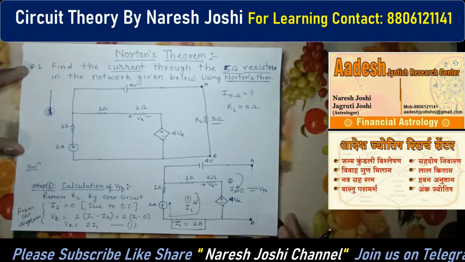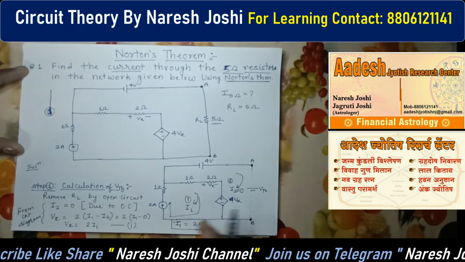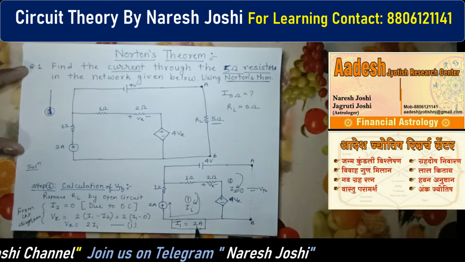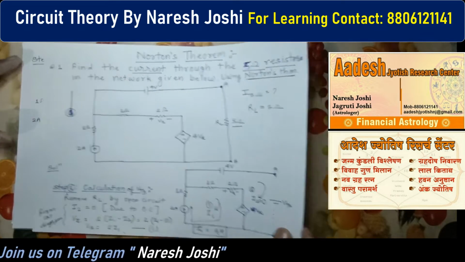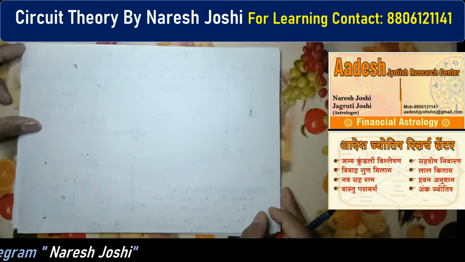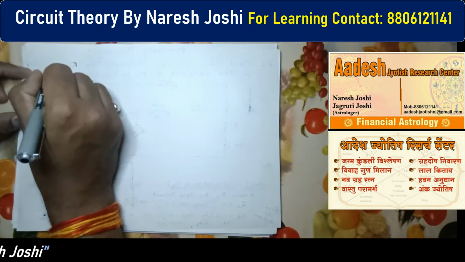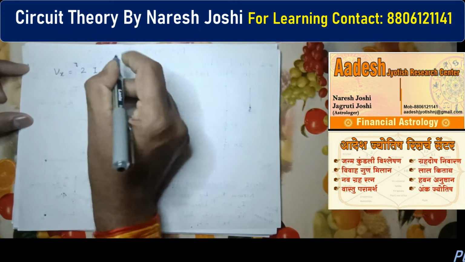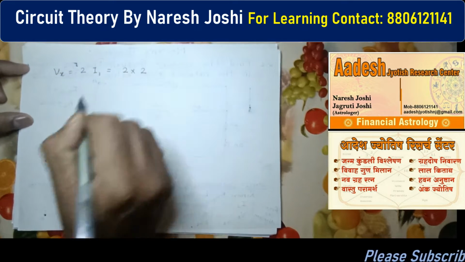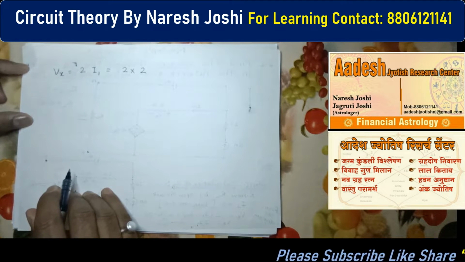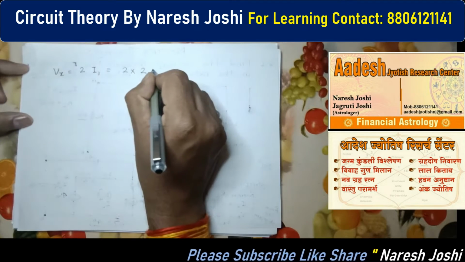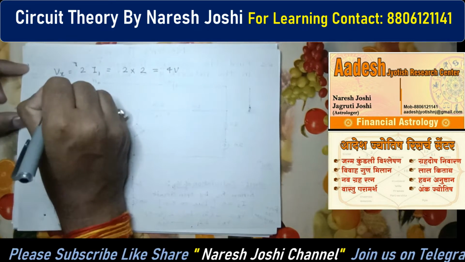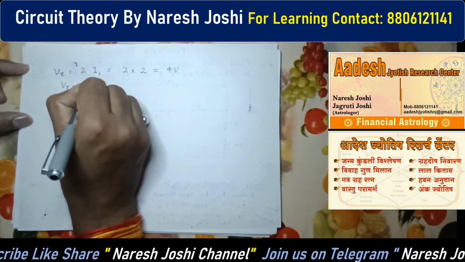Later on, there is no need to calculate I2 because I2 is already 0, so this equation is simplified here. What we have to do is put this 2 ampere in equation number 1. Then our equation number 2: Vx equals 2 times I1, which is 2 into 2, because the value of I1 is 2 ampere. This is 4, so the value of Vx equals 4 volt.